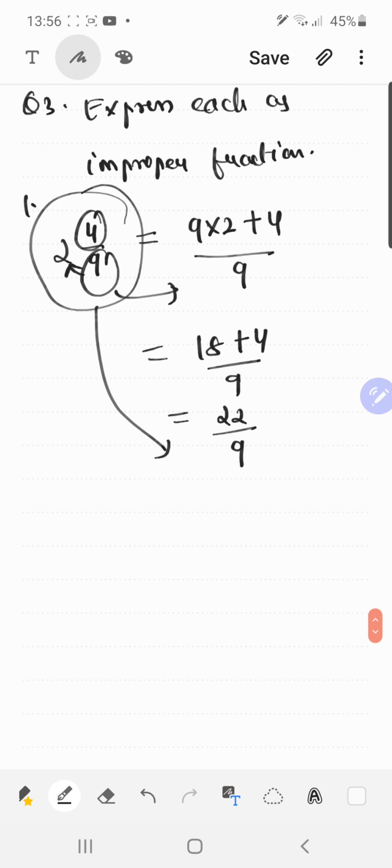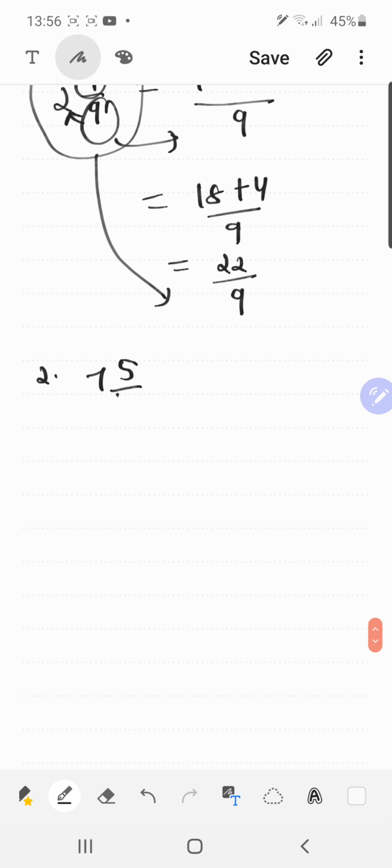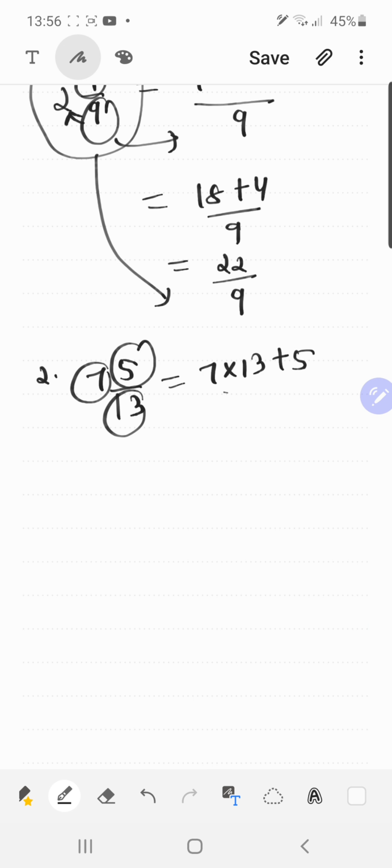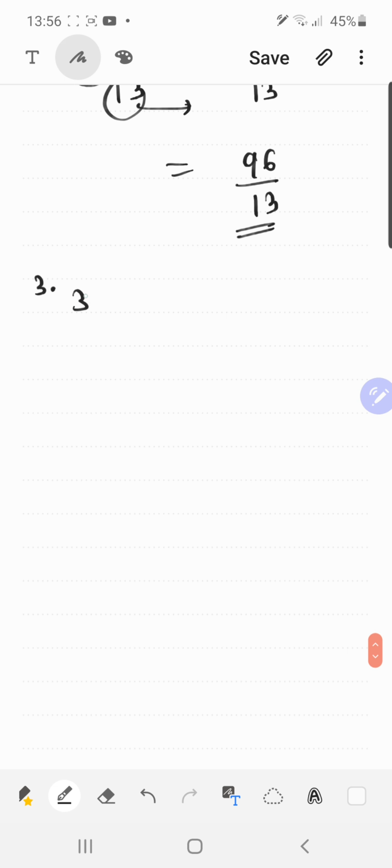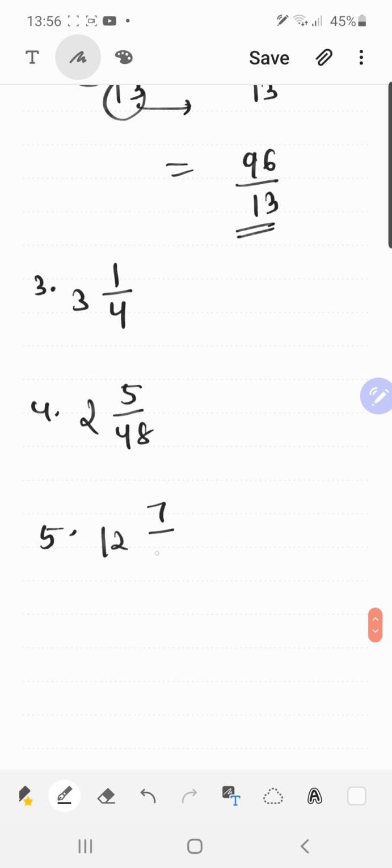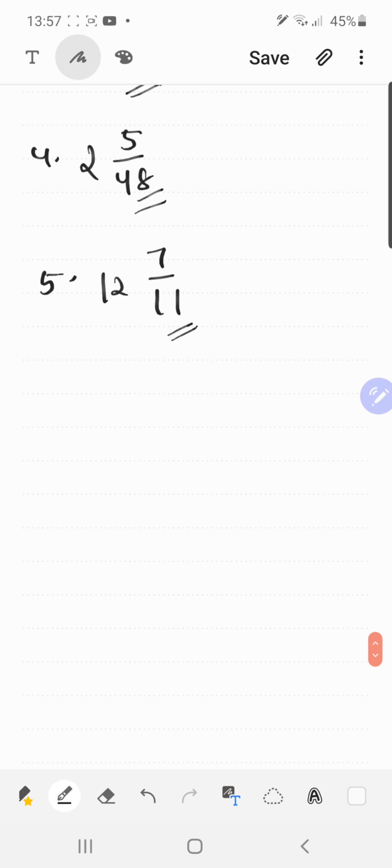I'll do one more and that's second, 7 5 by 13. So you have to multiply 7 into 13 and add your 5 upon the same denominator, that is 13. When you add this you will get 96 upon 13. Clear my dear kids? You have to do the same for 3 1 by 4, 2 5 by 48 and then you have 12 7 by 11. Clear? So you will multiply first, add, and the denominator will be the same. In this case the denominators are 4, 48 and 11.